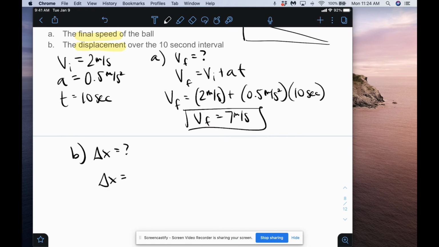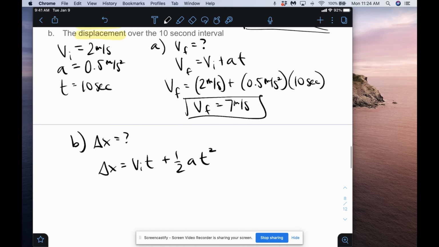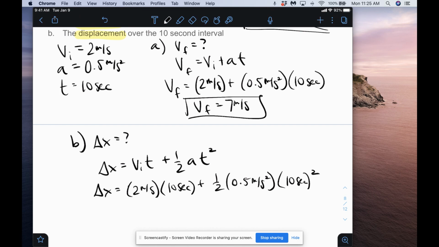So I get delta x is equal to the initial velocity times time plus 1/2 acceleration times time squared. So our displacement will be equal to initial velocity, which was 2 meters per second, times time, which was 10 seconds, plus 1/2 times acceleration, 0.5 meters per second squared, times time, which was 10 seconds, squared. So plugging this into our calculator, we get for this first term 2 times 10, that is 20, plus this 10 squared is 100, because 10 times 10 is 100, times 1/2 is 50, and then times another 1/2 is 25. So our displacement here ends up being 20 plus 25, which is 45 meters for that displacement.